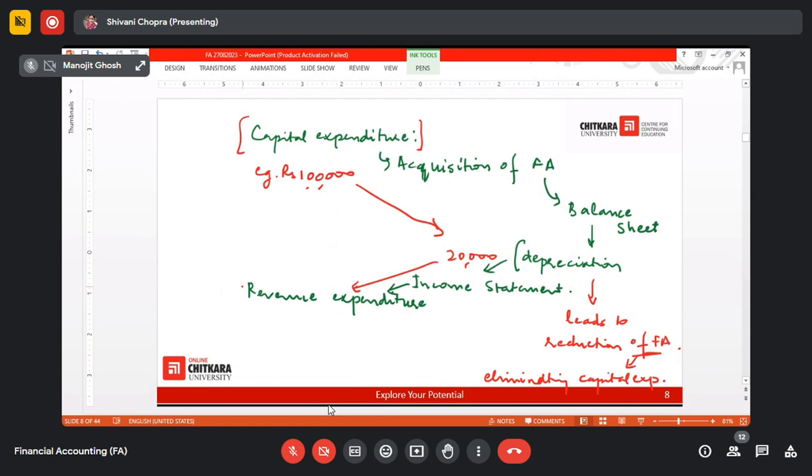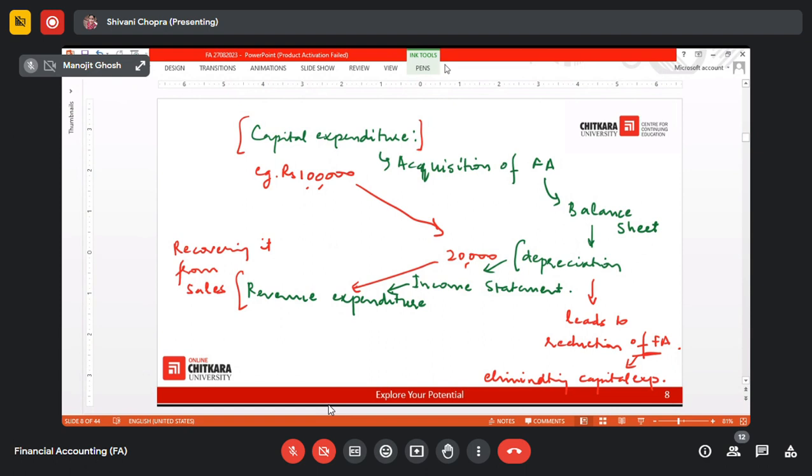What do we do when we make it a revenue expenditure? What are we doing actually? We are recovering it from sales. So that means you will be charging this depreciation against the sales, and thus you convert this capital expenditure into a revenue expenditure.